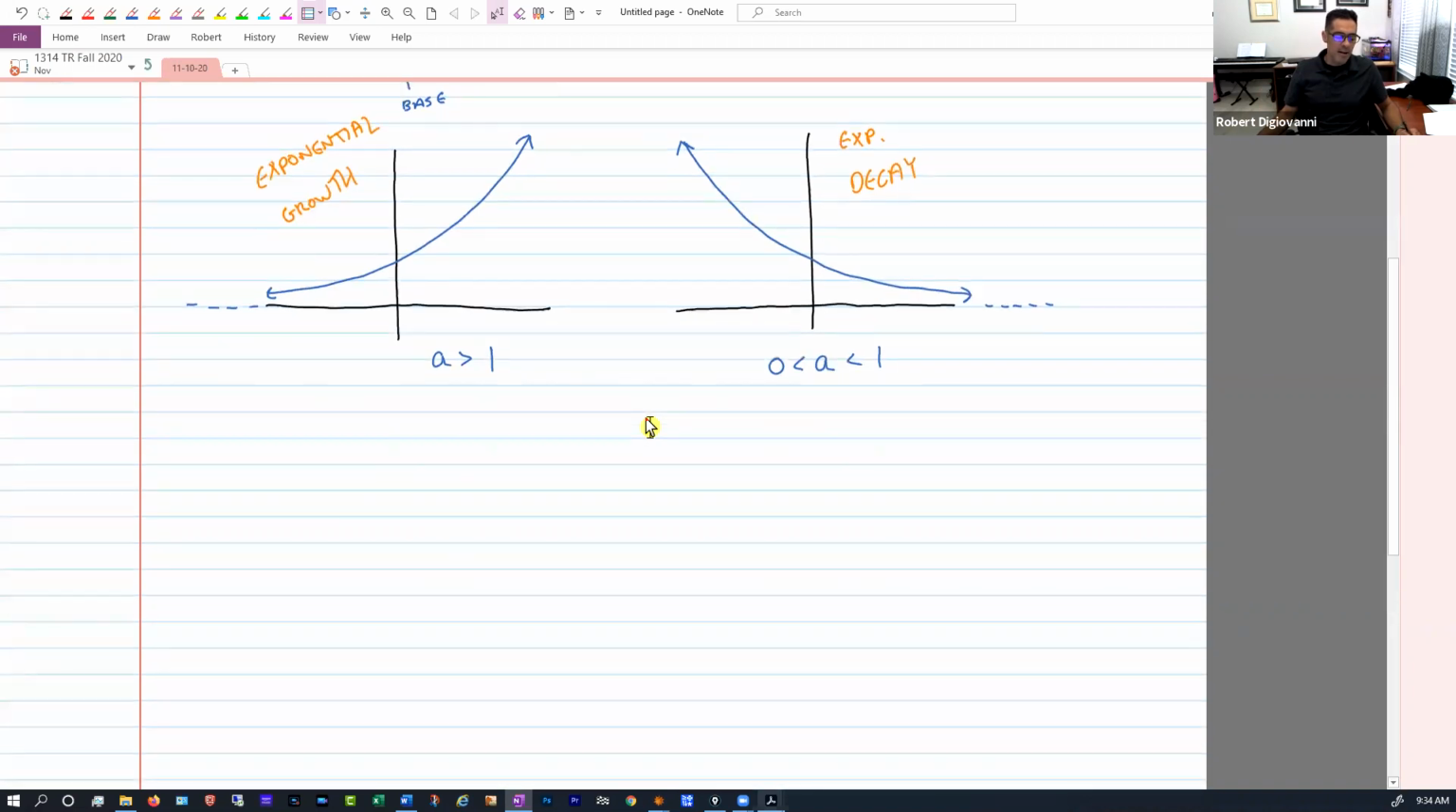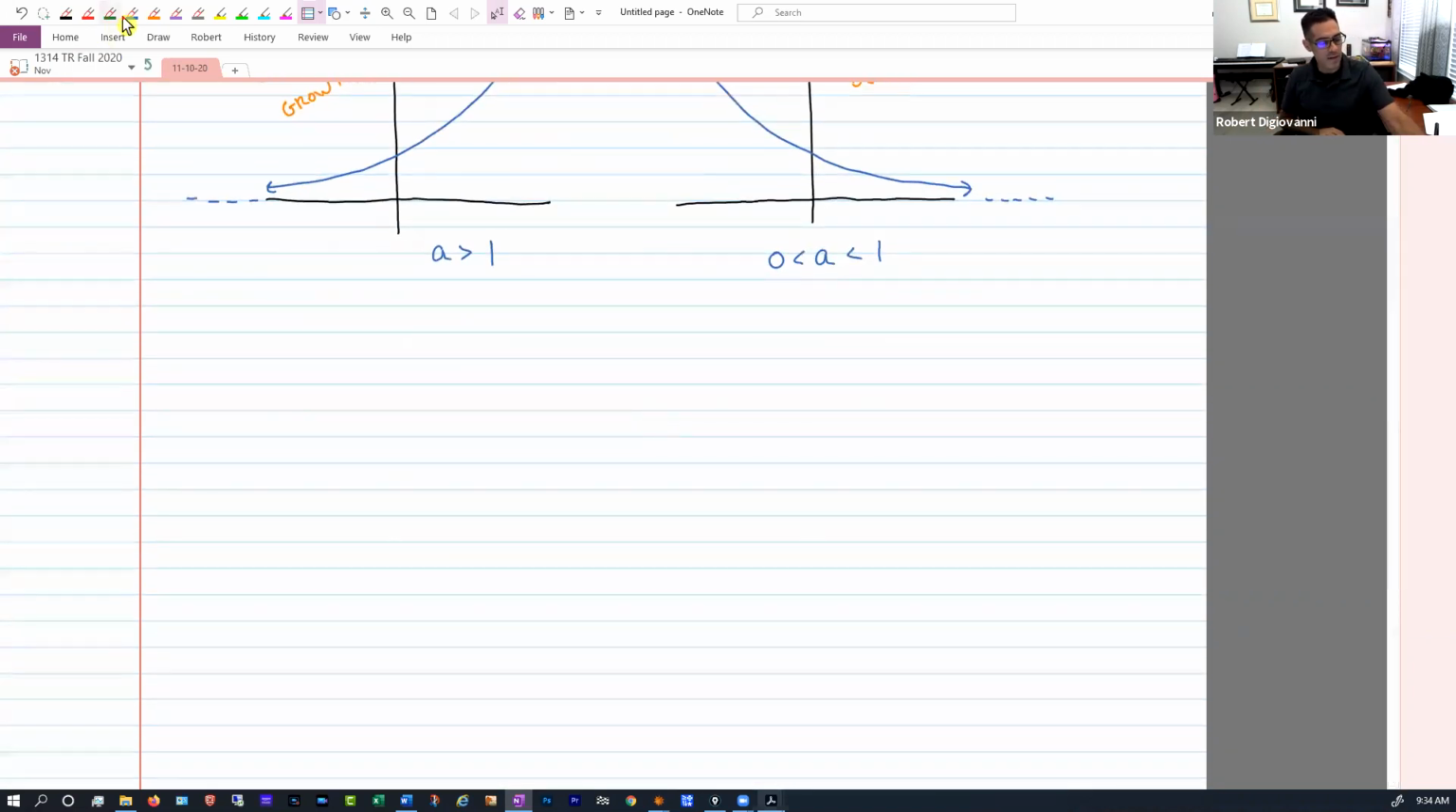Now, one thing I did not talk about last time is a very special exponential function. It involves a very special base. Here's the exponential function. We write it e to the x. And what you need to understand from this is that e is actually a number.